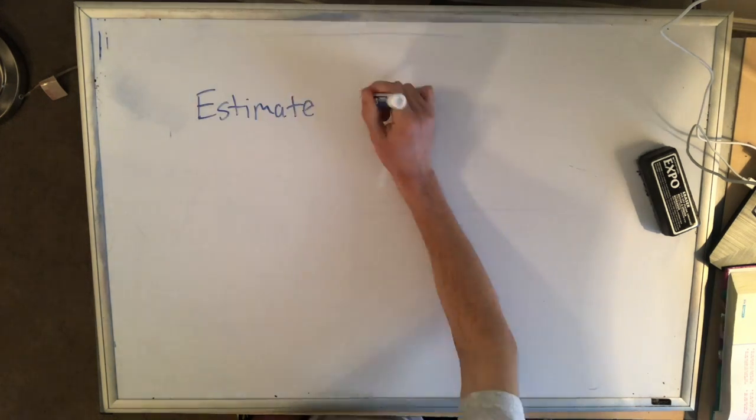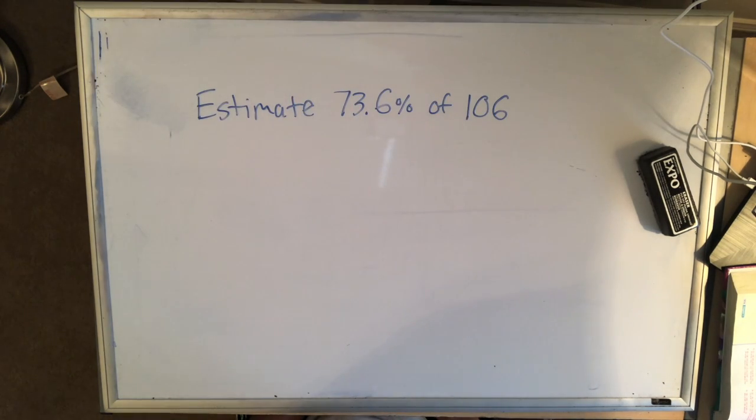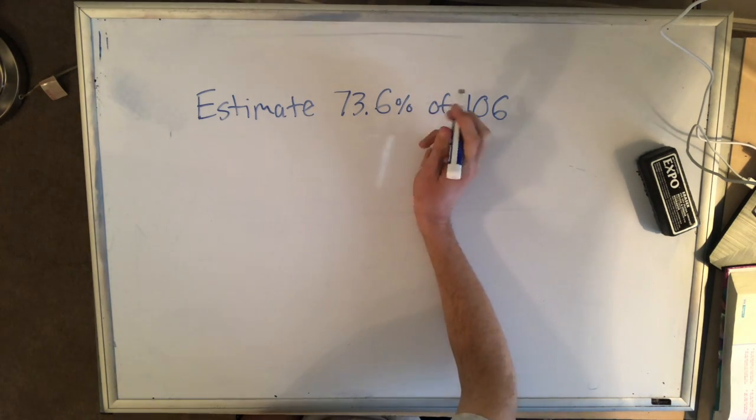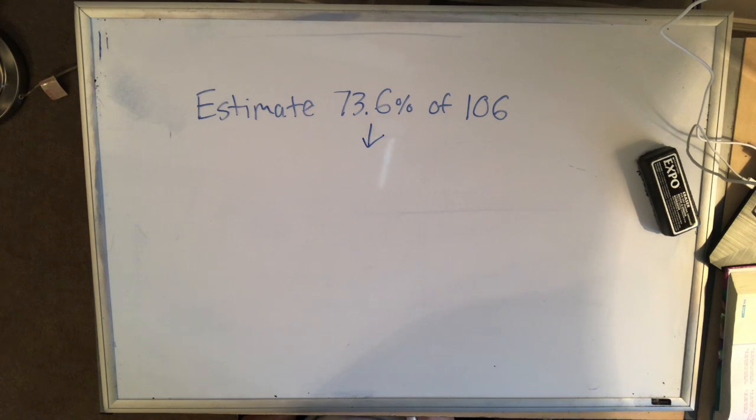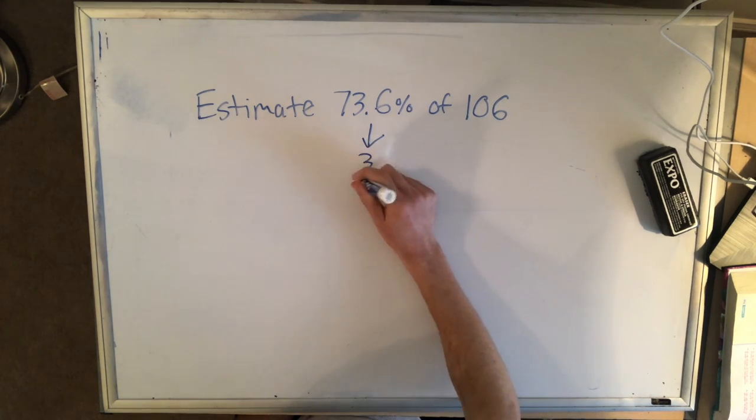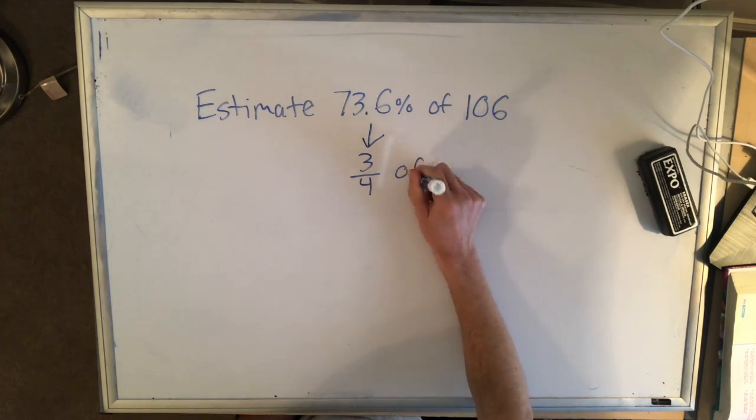Estimate 73.6% of 106. So I would recommend going back to the beginning of the video, copying the table I made. That'll help you memorize it anyway. If you look at the bottom row of the table, 73.6% is the closest to 75%, which is 3/4. So let's find 3/4 of 106.